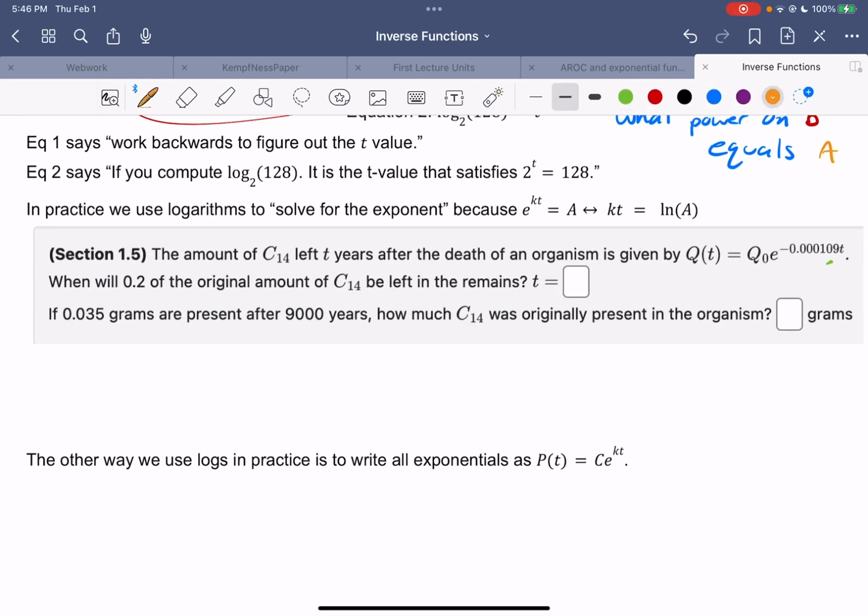So, all right, so some amount of carbon-14. Amount, by the way, that's measured in grams. This is a mass. Okay? Amount of carbon-14 left after t years. Years, that's a time. Okay? After the death of an organism is given by this equation.